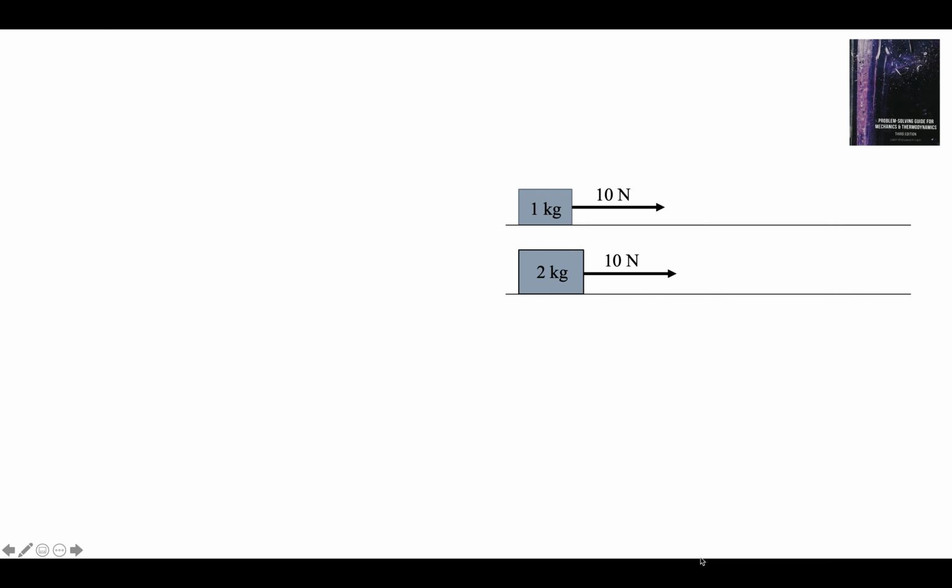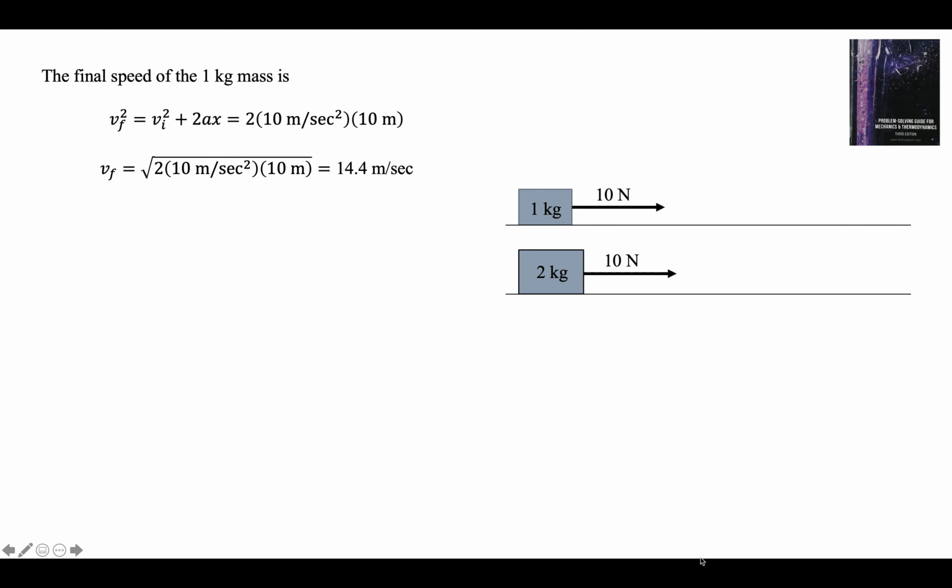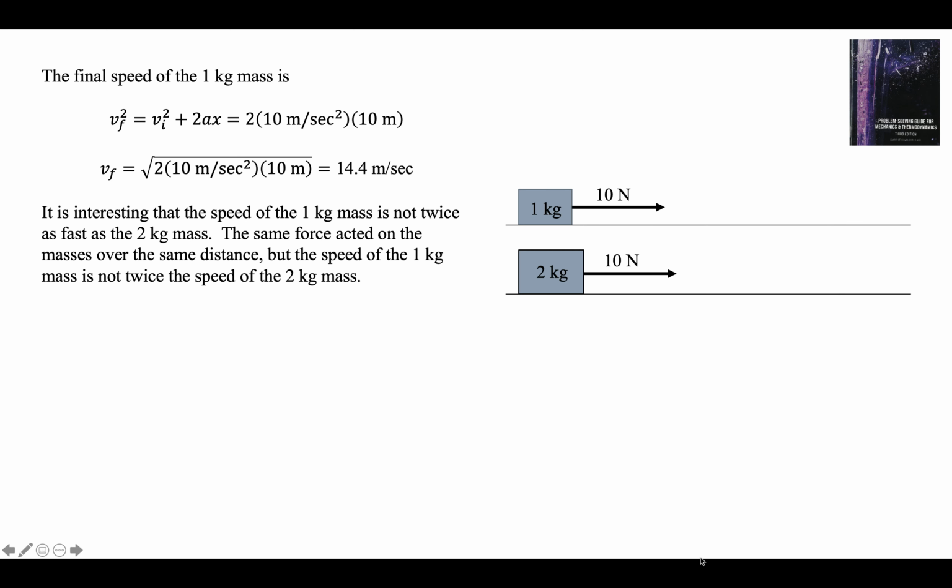Now let's look at the 1 kilogram mass. Its acceleration is twice as great. Its initial speed is also 0. The distance over which the force acts is 10 meters. And we get the final speed of 14.4 meters per second. We might have expected 20 meters per second, but that is not the case. It's not twice as fast.